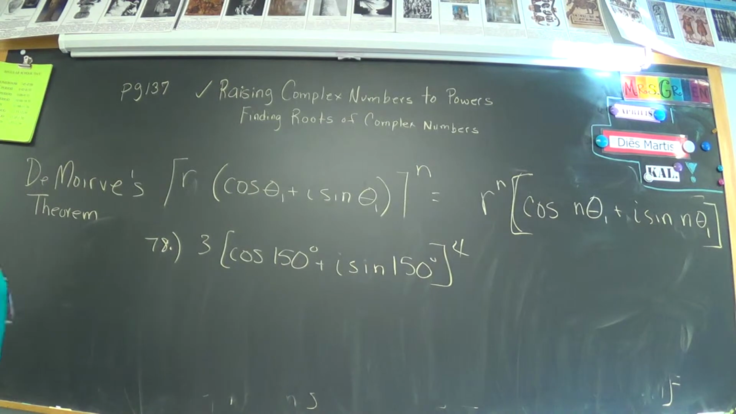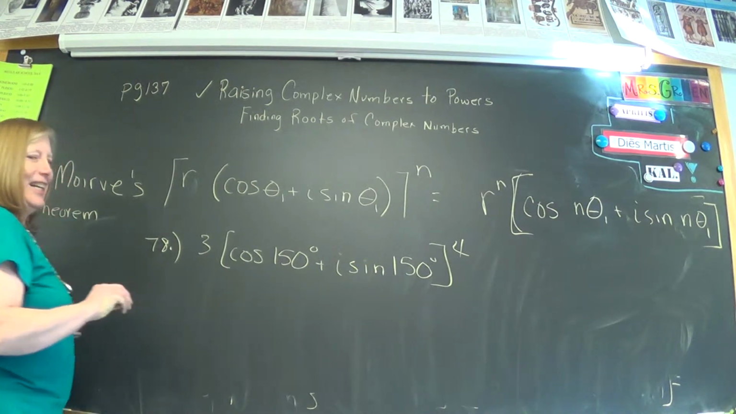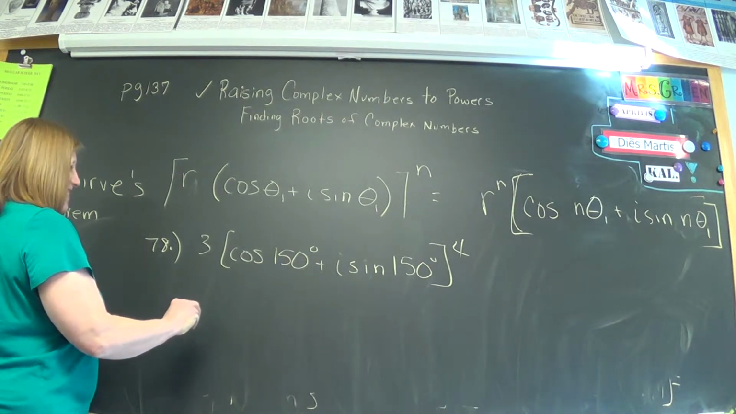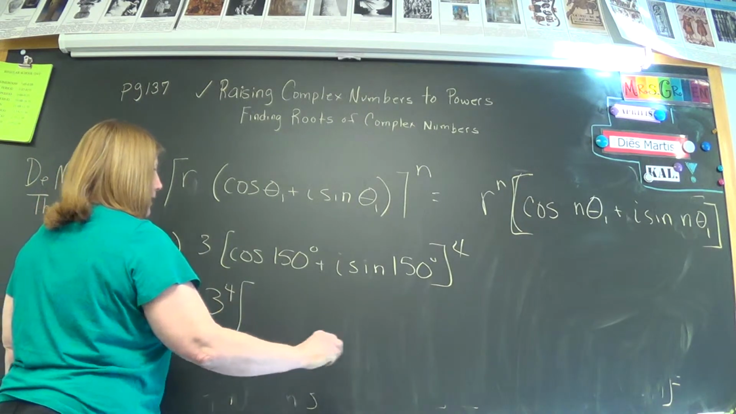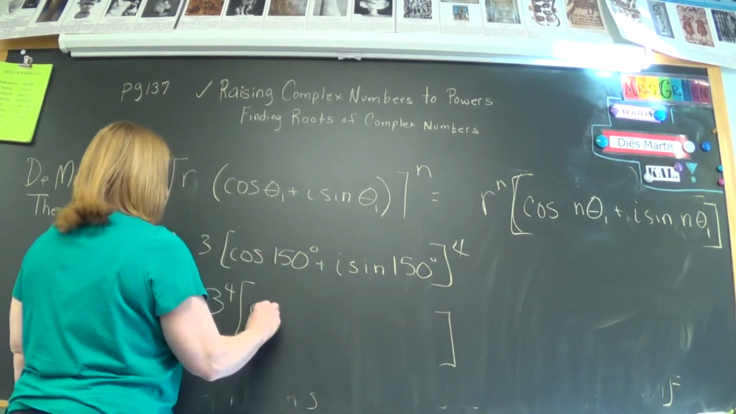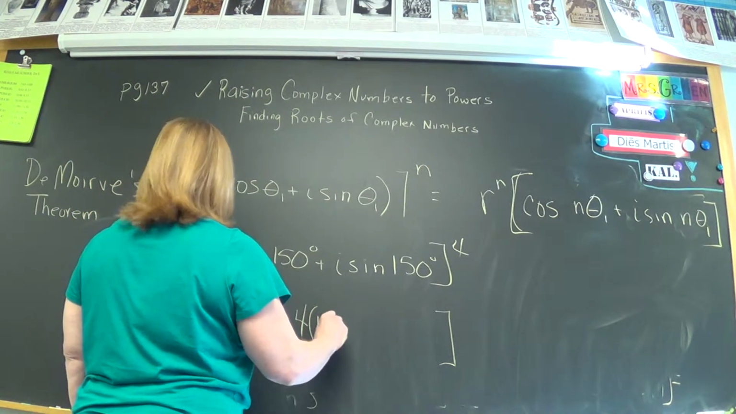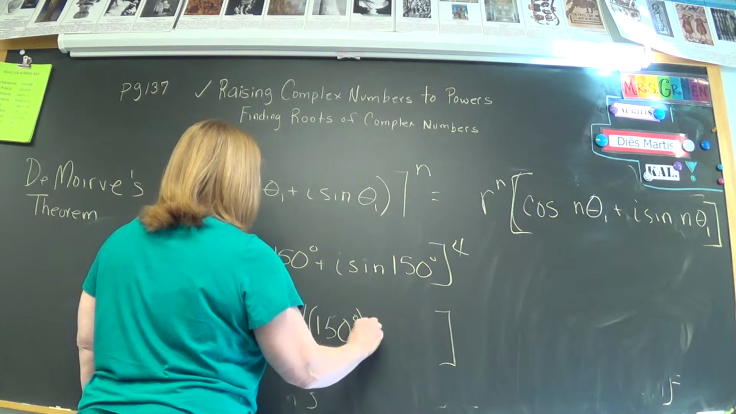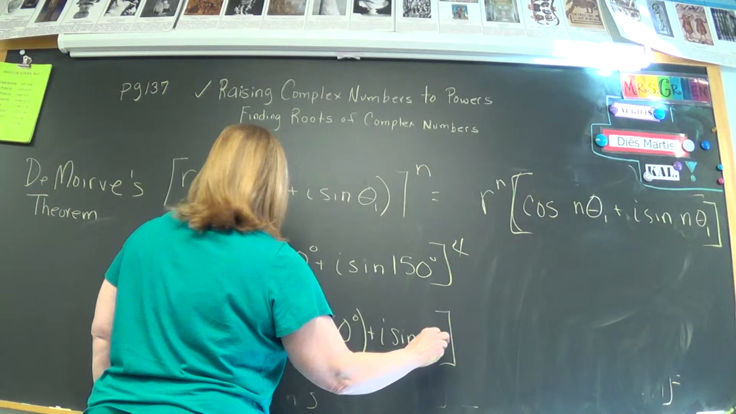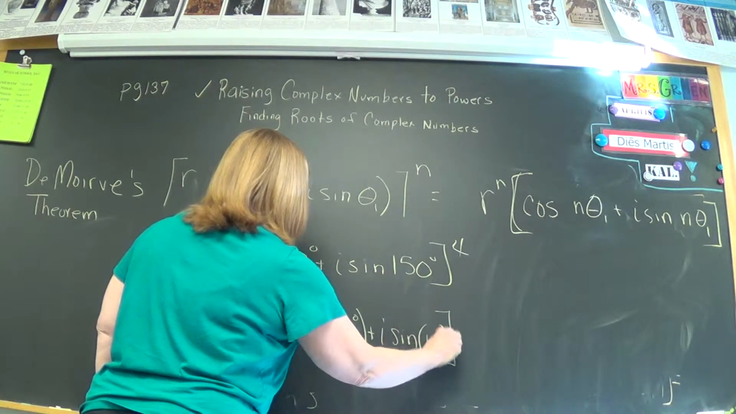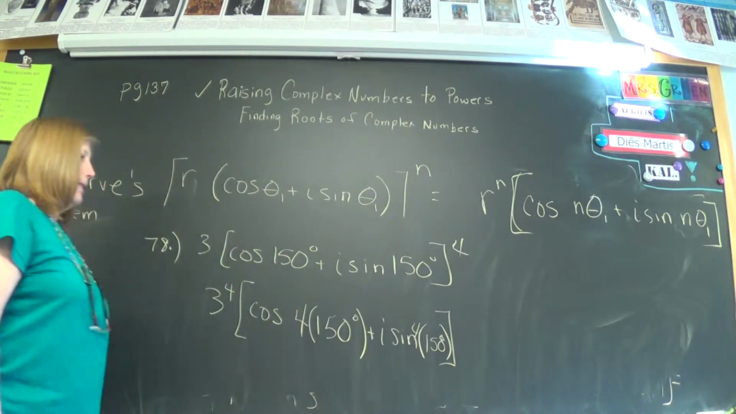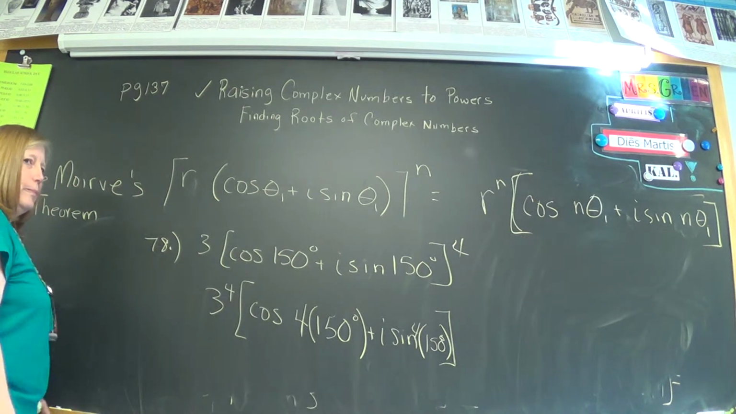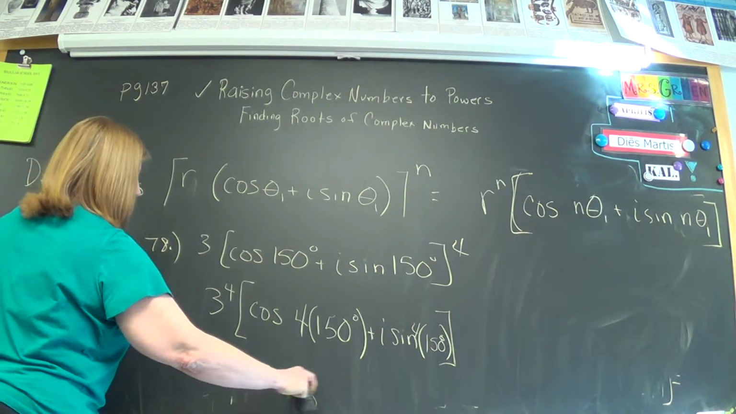All right, Hannah, speak out loud. What are you doing with the 3? Think out loud. So I raised it to the 4th. All right, Bailey, what do we do with the 150? Multiply by 4. Allie, would you simplify some of these spots? We're multiplying the angle by 4, and we're raising the 3 to the 4th. So give us one of those. 3 to the 4th is 81.